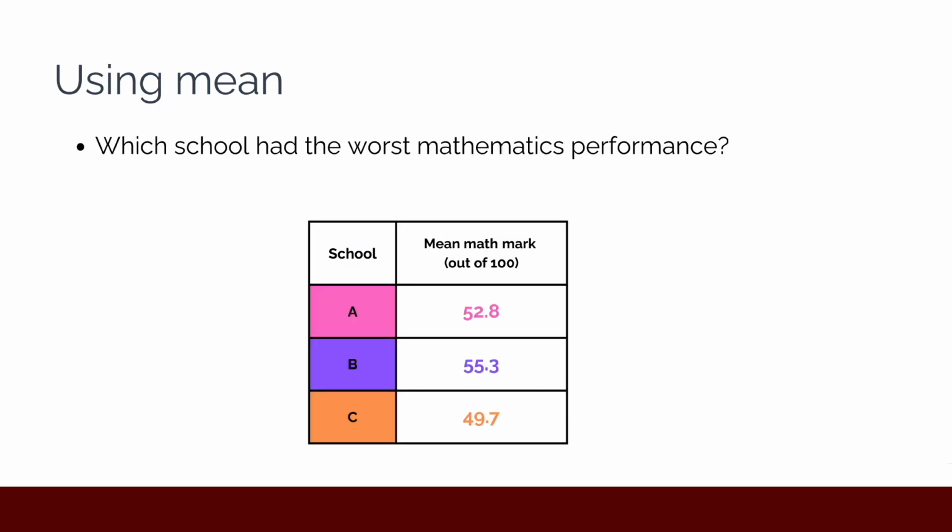Where this is useful is we can summarize our data and get the average performance or the mean for various schools, for example, and look at a question like which school had the worst mathematics performance. So school A had an average mark of 52.8, B 55.3, and C 49.7. And just from this information, without having to look at the data itself and all of the individual marks, we can guess that school C had the worst performance, 49.7, which is the lowest value.